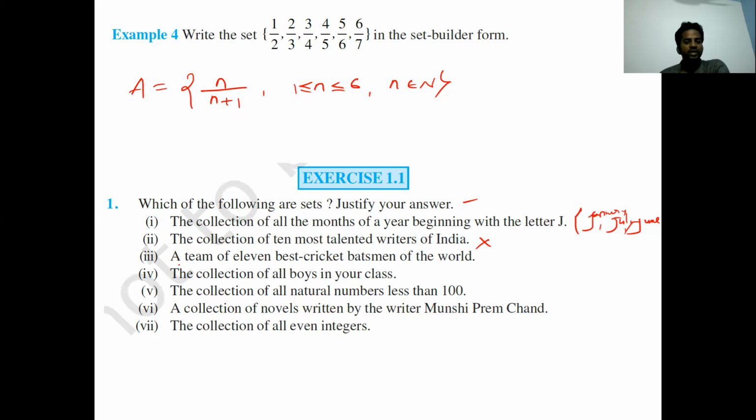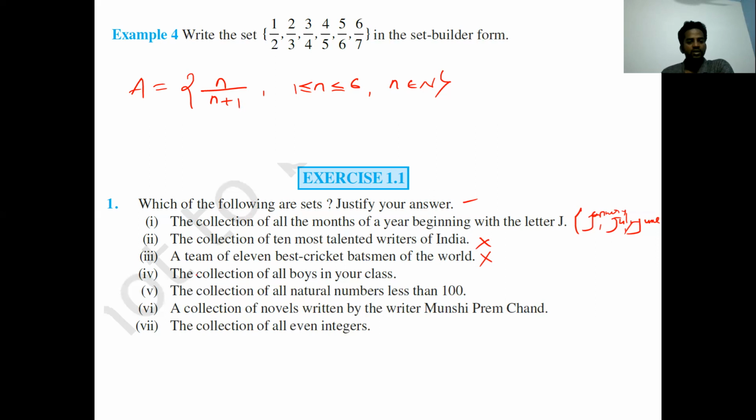So next one is a team of 11 best cricket batsmen of the world. This one is not a set. Why? Because best cricket players again varies from person to person. We can't say it will get a universal value. The first one gets a universal value, the second and third are not sets.